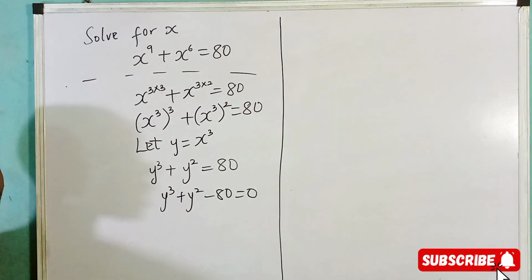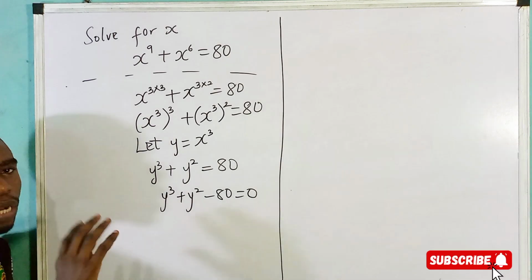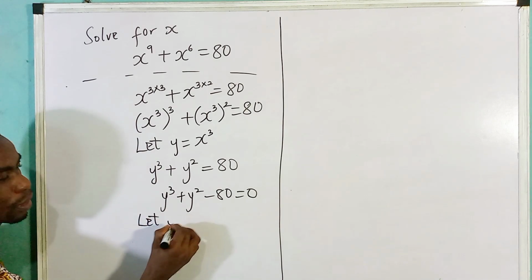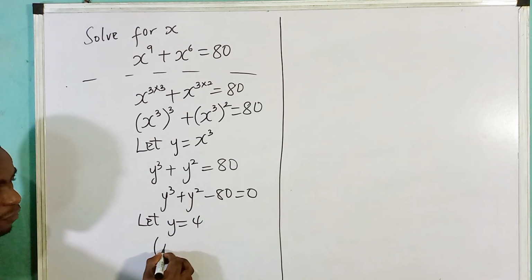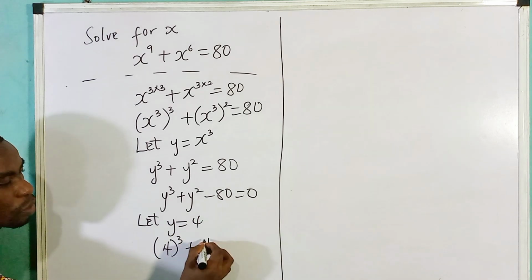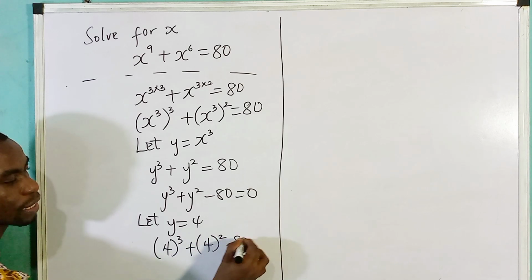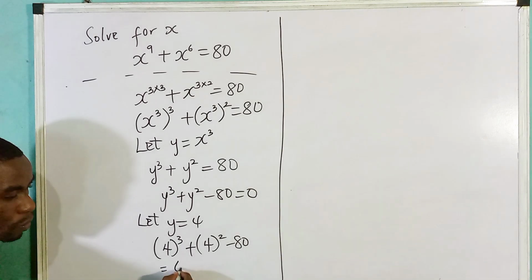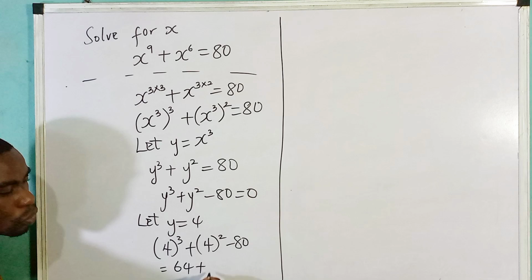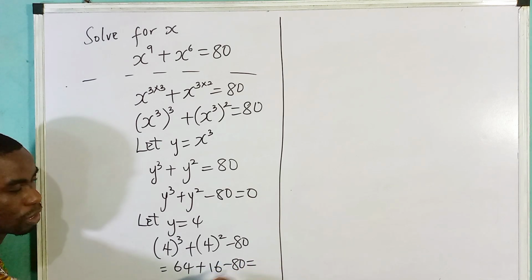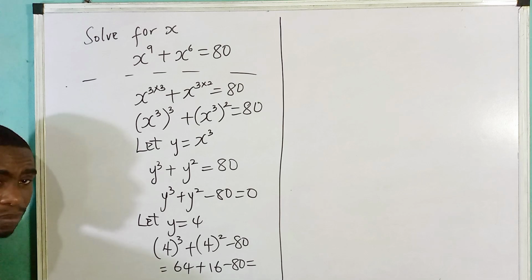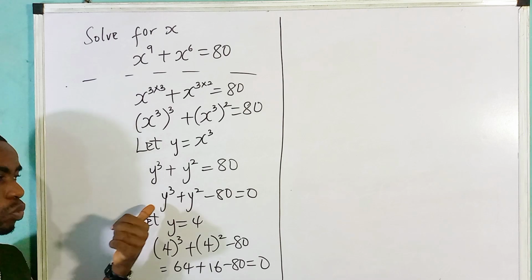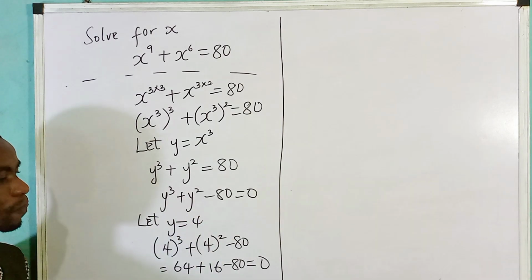Okay, so I can try different numbers, but for the purpose of this, let's try y equals 4. So if y is 4, we'll be having 4 to the power of 3 plus 4 to the power of 2 minus 80. And 4 to the power of 3 is 64, 4 squared is 16, minus 80. 64 plus 16 is 80. 80 minus 80 is 0. So it means that y equals 4 is a solution of this algebraic problem.